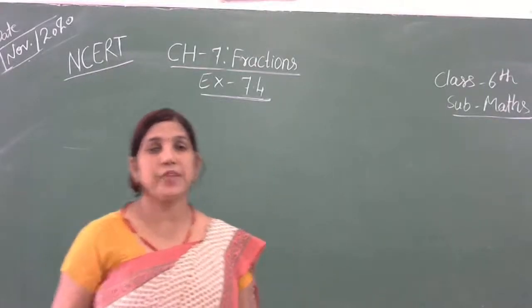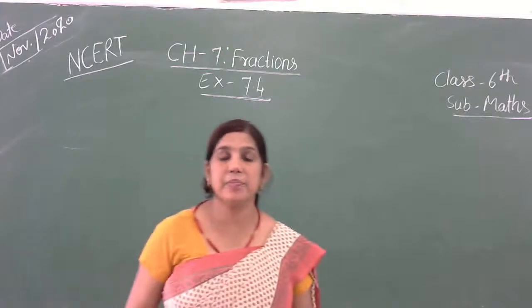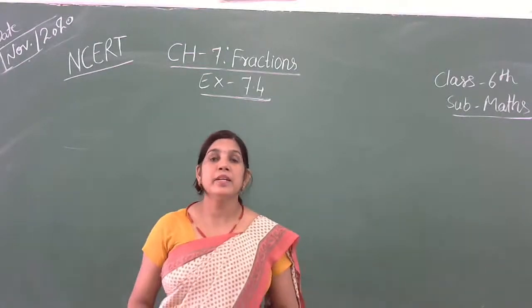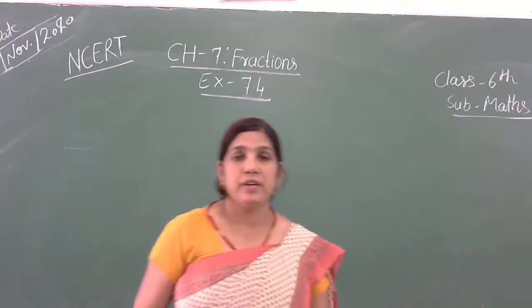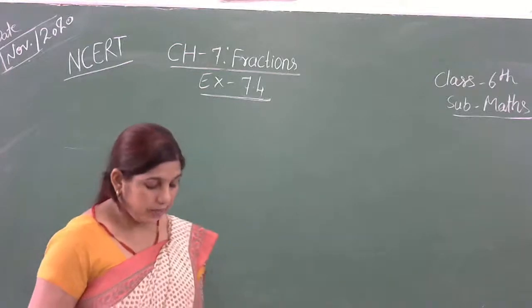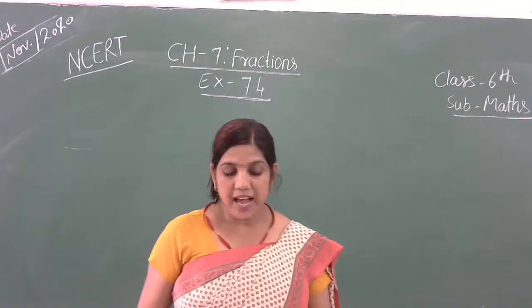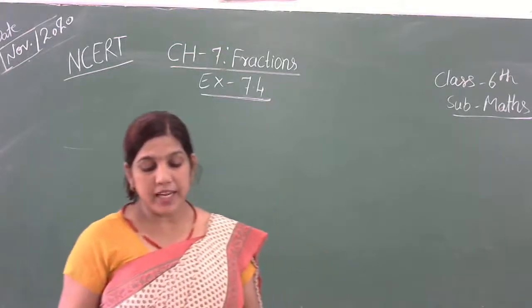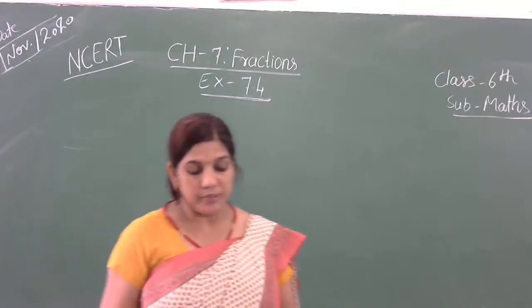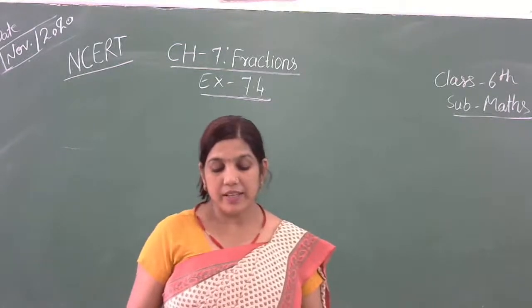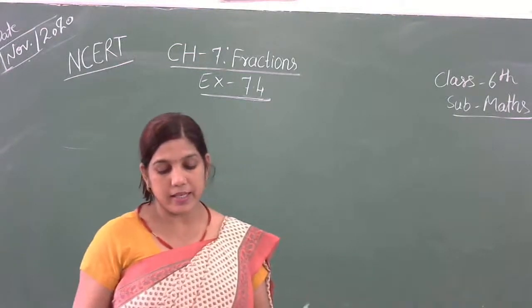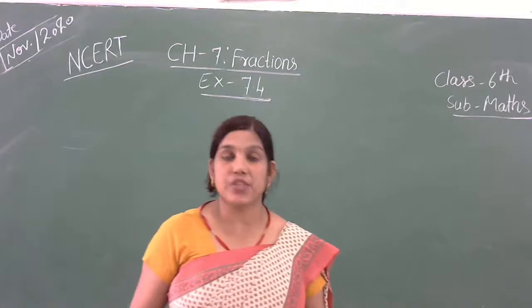Hello students, today we are going to solve exercise 7.4 of chapter 7. Chapter name is Fractions, NCERT of class 6. So the first question of this exercise: write the shaded portion as a fraction, arrange them in ascending and descending order using the correct sign greater than, equal, less than, between the fractions.